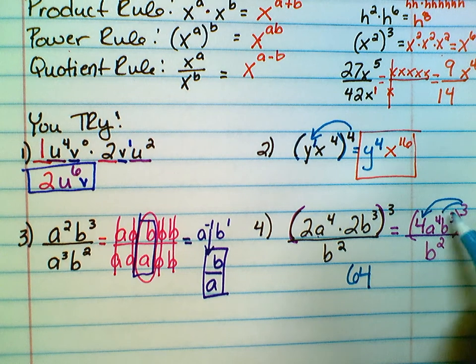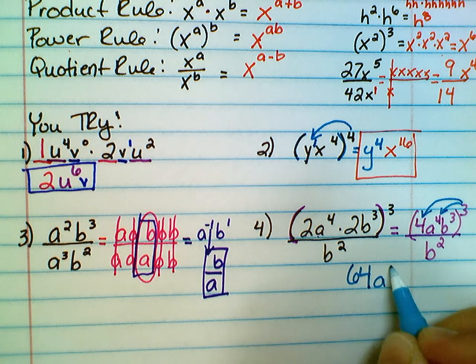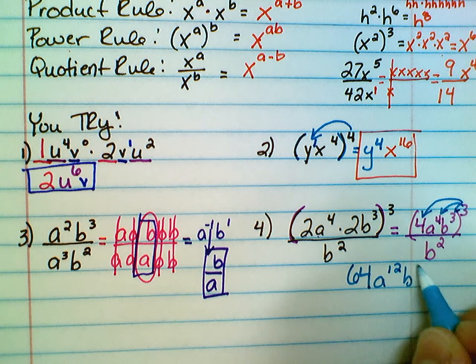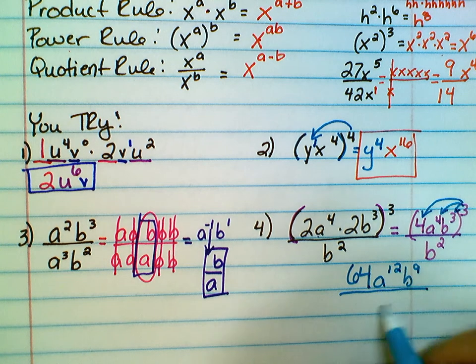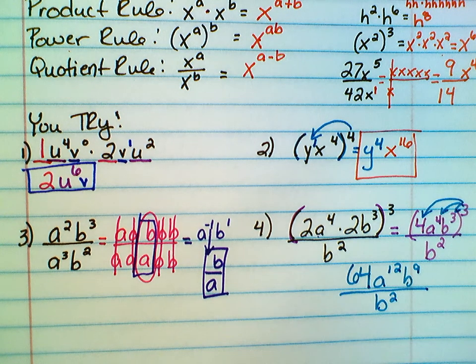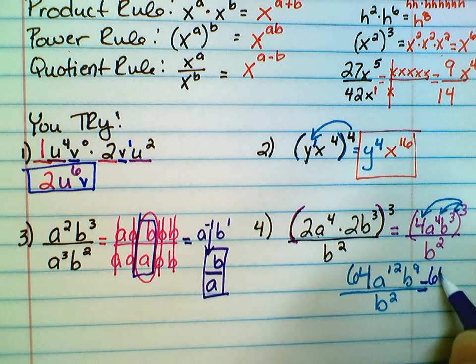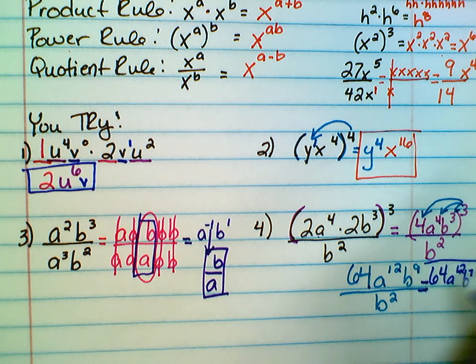Then I have A to the 4th to the 3rd. So 3 4s is 12. And then 3 3s is 9. And then I'm ready to divide my b's, so I end up with the 64 and the a to the 12th. 9 minus 2 is b to the 7th.